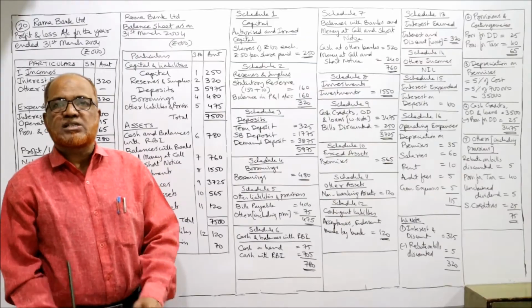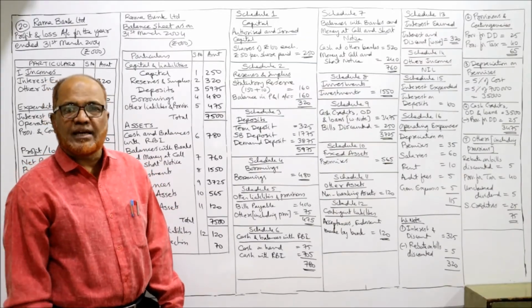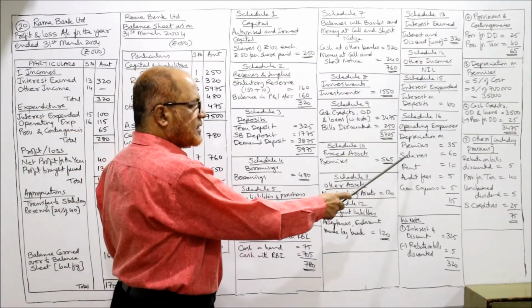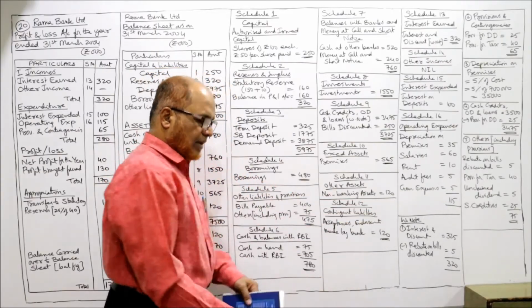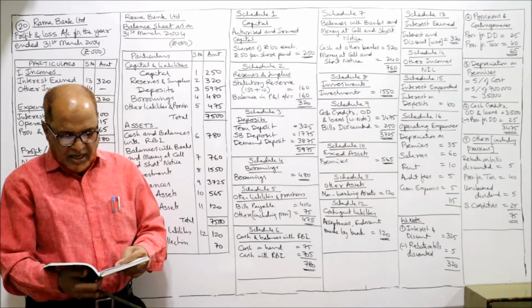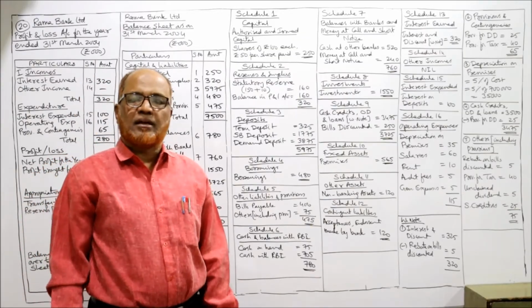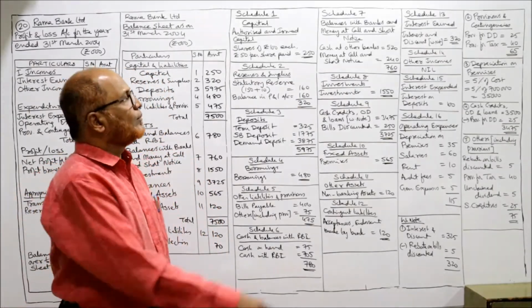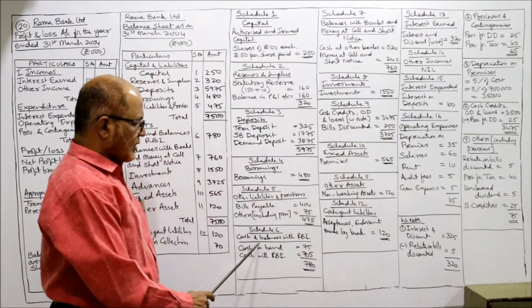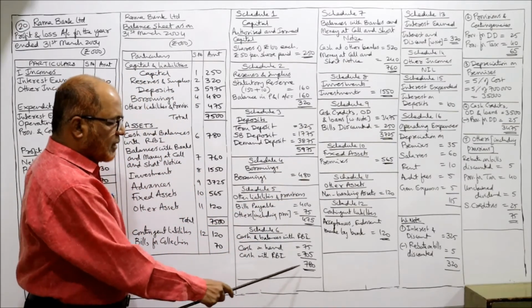Then general expenses 5, operating expenses. Under operating expenses, we will take general expenses 5. Next comes cash in hand, cash at RBI. Cash in hand, cash with RBI. This will be taken under 6th schedule. Here it is, 6th schedule: cash in hand and cash with RBI.